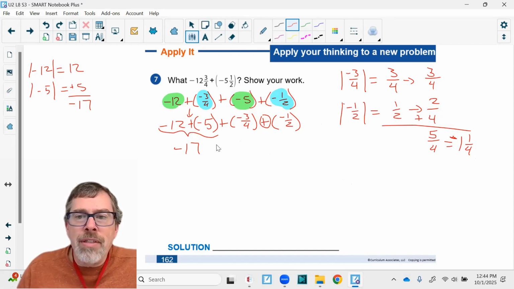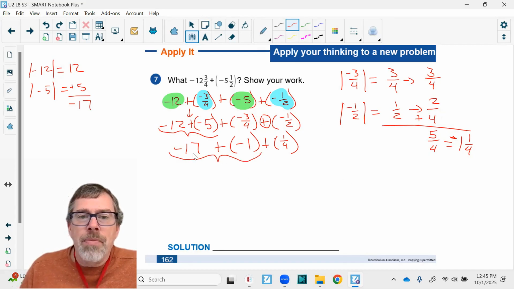So now I have negative 17 plus a negative 1 plus a negative 1/4. So I had to break that up again because 1 1/4 is a mixed number. I have to get the integer by itself. And then when I combine these, absolute value of 17 is 17. Absolute value of negative 1 is 1. 17 plus 1 is 18, and they're both negative, so it's negative 18. And 1/4 is also negative because it was negative 1 1/4, so that's negative. So my answer is just simply negative 18 1/4.